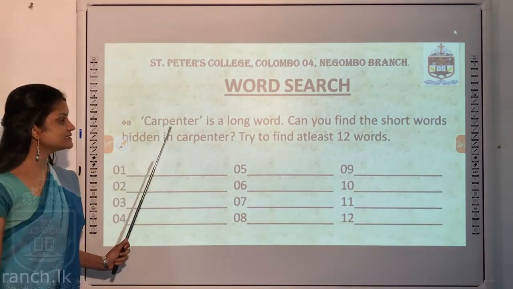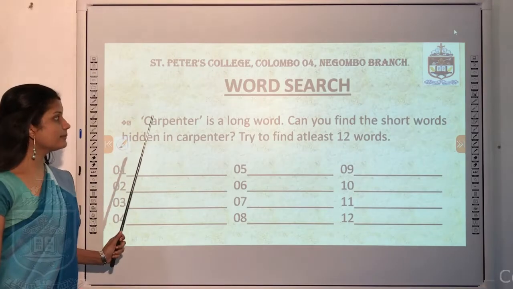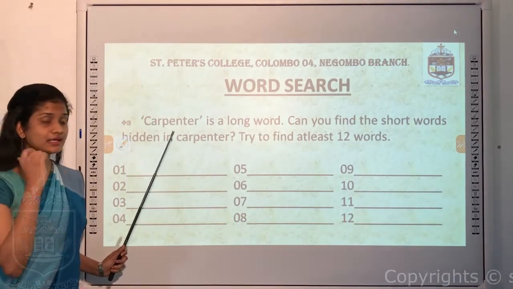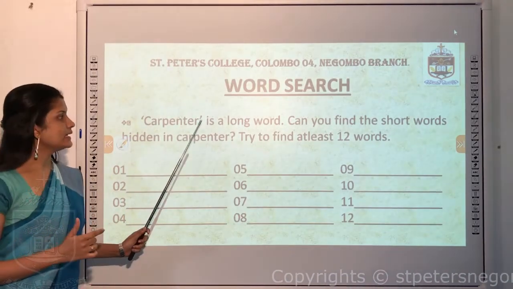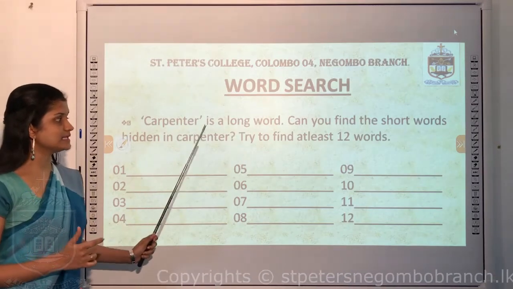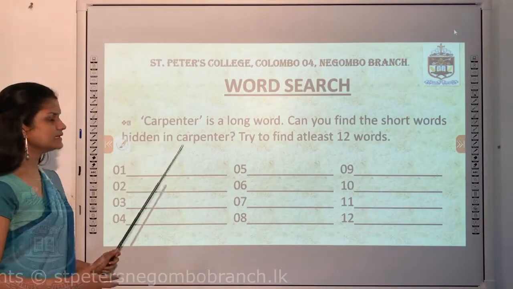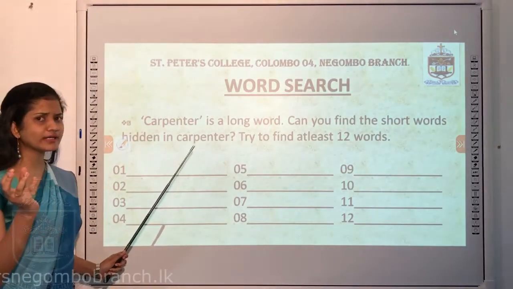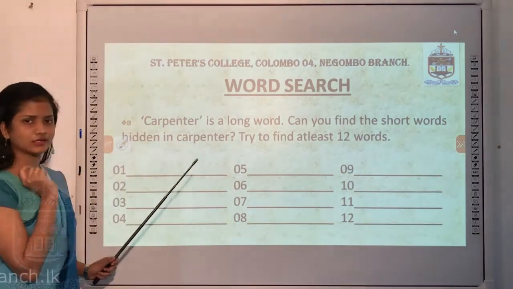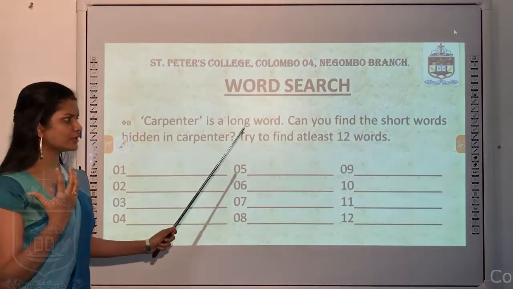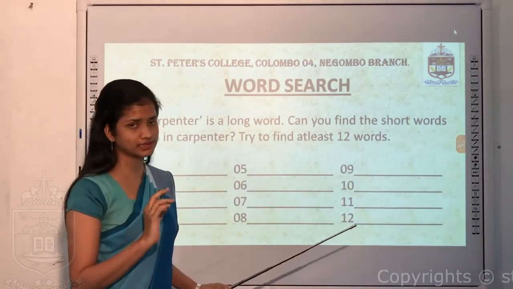We have three syllables here, carpenter, but here it's one word, a long word. Carpenter is a long word. Can you find the short words hidden in carpenter? You have to find some short words hidden in this long word. Try to find at least 12 words.